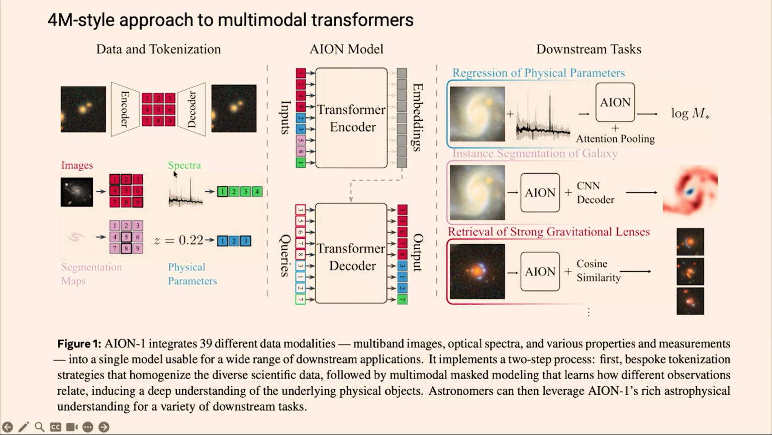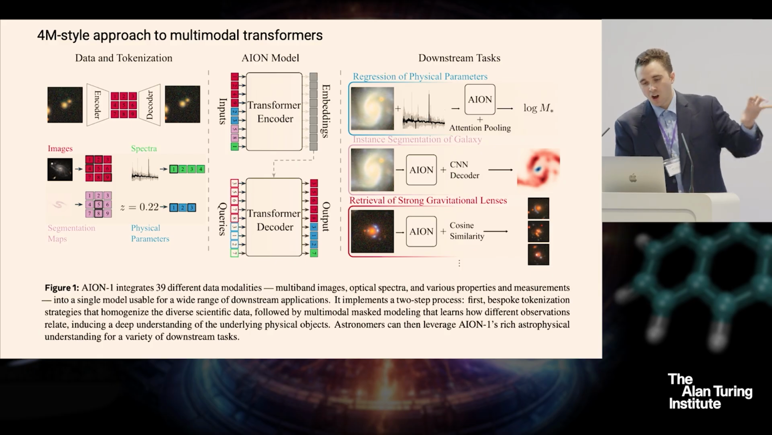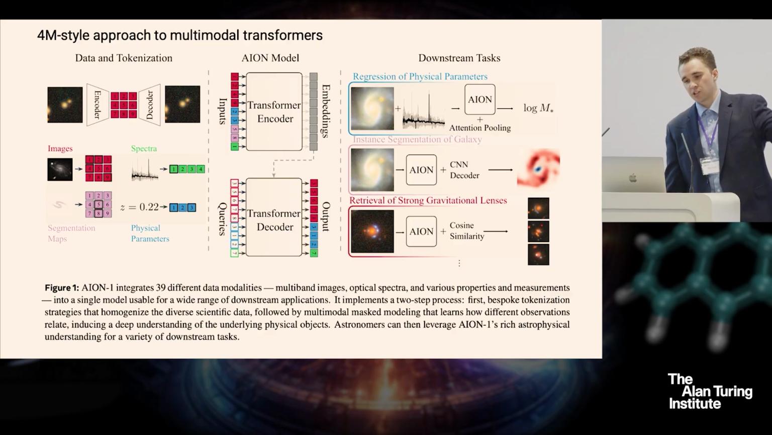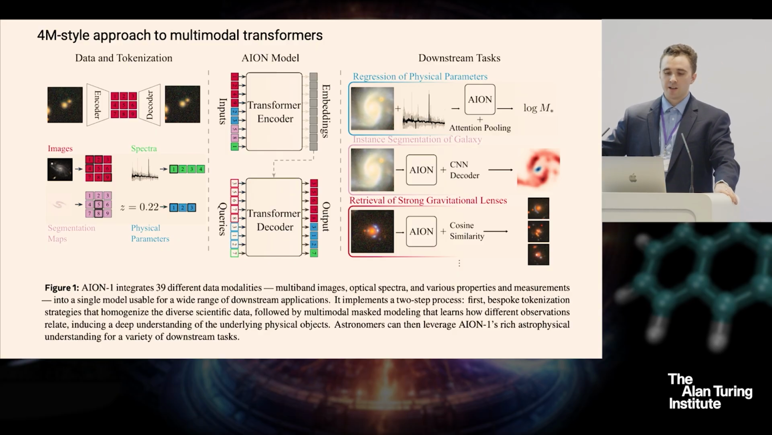So the first step is, for each modality you have, say you have an image modality and a spectra modality, you train a tokenizer for each modality. You could essentially think of it as an autoencoder. You train an autoencoder for each modality you have: an autoencoder for images, an autoencoder for spectra. These autoencoders get quantized.